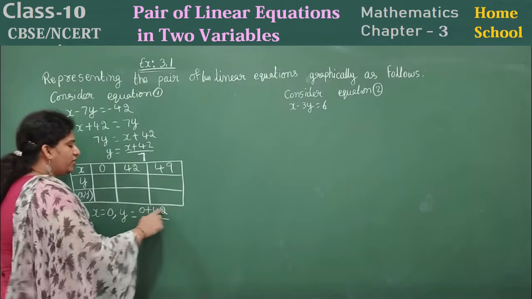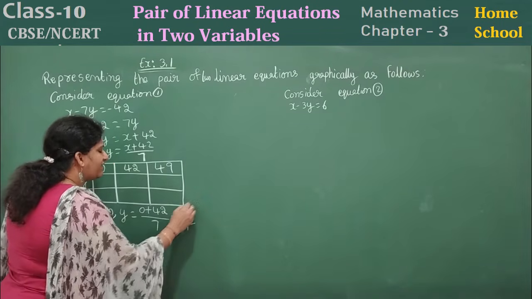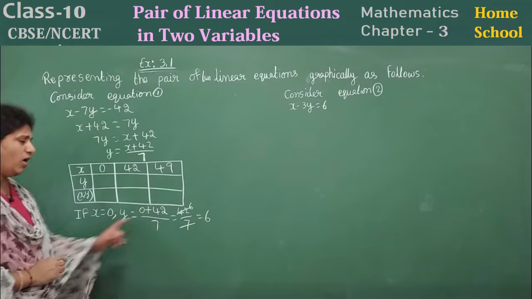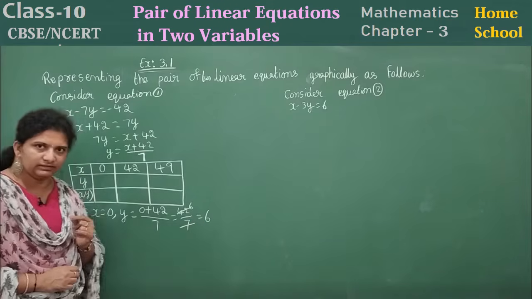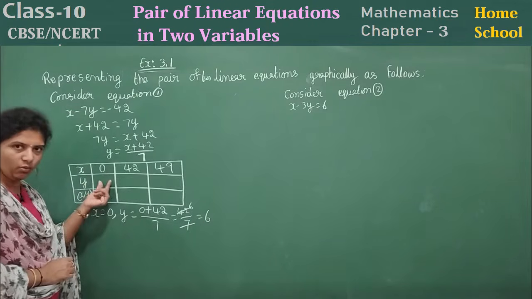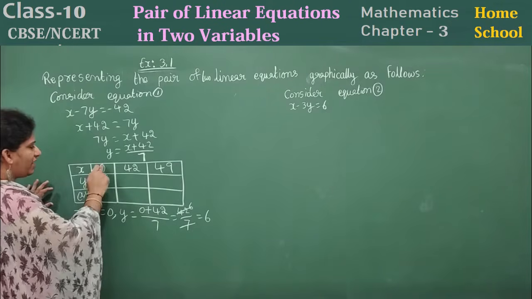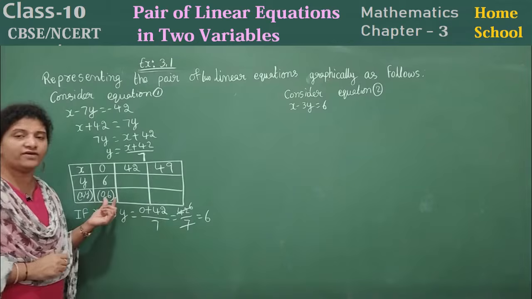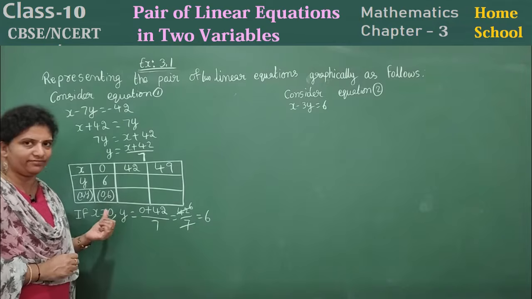Okay, 0 plus 42 will be 42 by 7. 7 6s are 42, that will be 6. What is 6? y equal to 6, children. If x is 0, y is 6. Write the coordinate x comma y, which means 0 comma 6. This is your first coordinate which you need to plot in a graph.